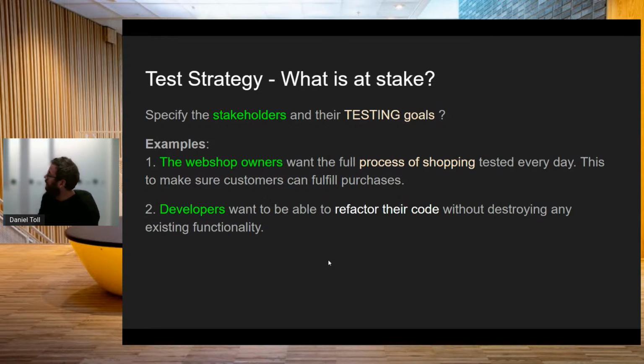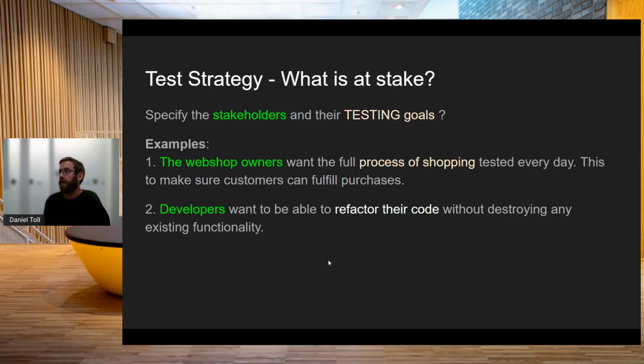But the second one, okay, developers want to be able to refactor their code without destroying existing functionality. So they want to be able to know if they destroyed anything when they change the code. So refactoring means to rewrite code without changing its function. So we're not introducing new things, we're just rewriting the code, perhaps to make it more understandable, perhaps to remove duplication, perhaps for some other reason. But I mean, this is something that is a huge deal for most developers.